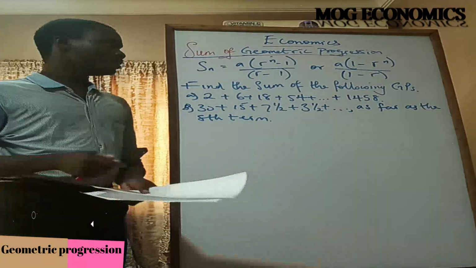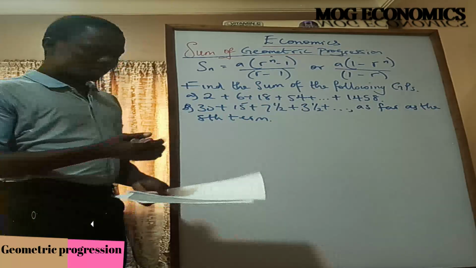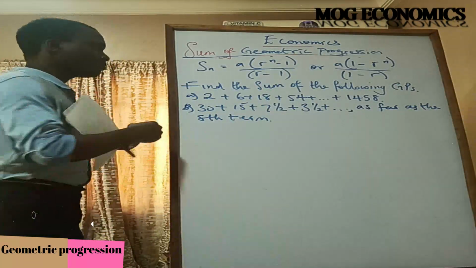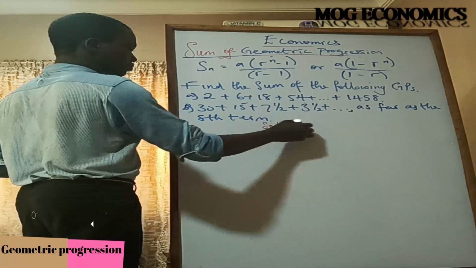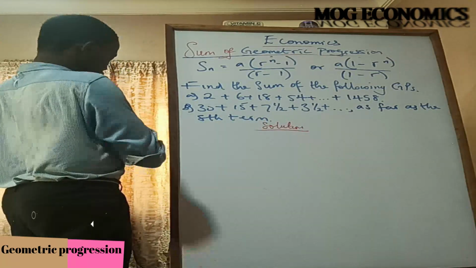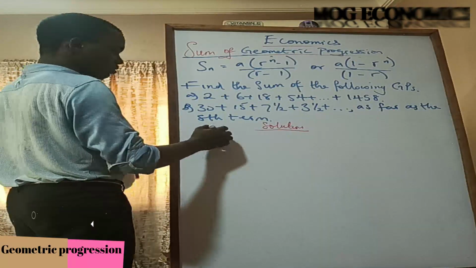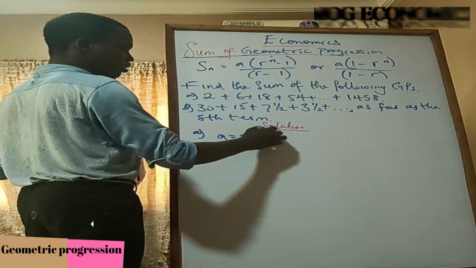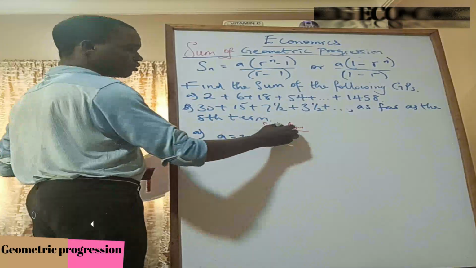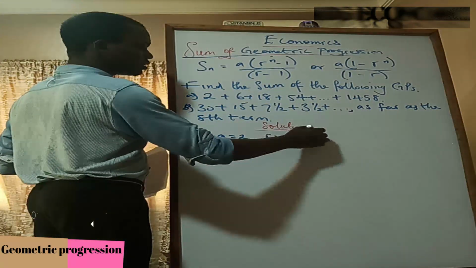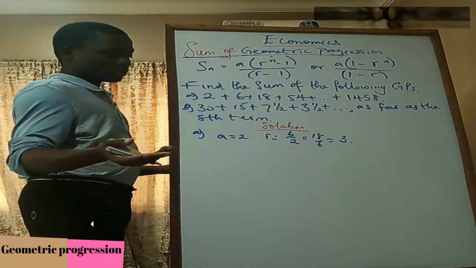So, it says find the sum of the following GPs. So we have these things. Now, for the first question, we have our first term, solution. So our a equals 2. How about our r? Our r will be the second number divided by the first number. So you can do 6 over 2 or 18 over 6 or whatever. And this one is going to give us 3. Is that okay? Is that clear?